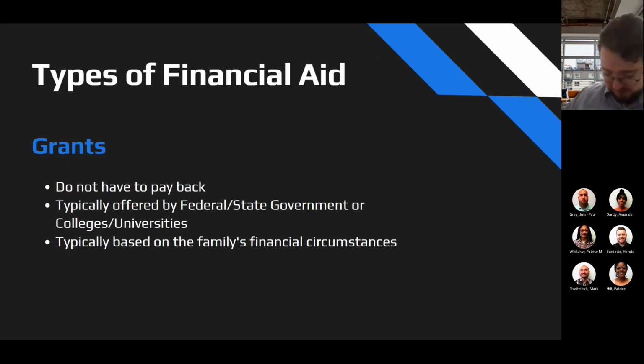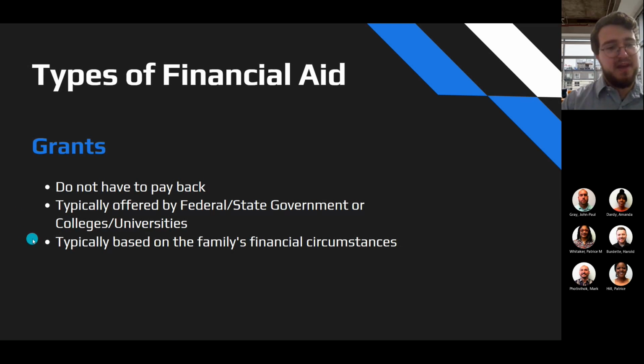So in the case of grants, this is essentially free money. It does not have to be paid back. There are many types of grants that are offered by both the state and federal government, or colleges and universities. One example of a grant would be the Pell Grant, which is provided by the federal government. So if a household makes below a certain amount of money, they're automatically going to be receiving the Pell Grant, or that money that does not have to be paid back.